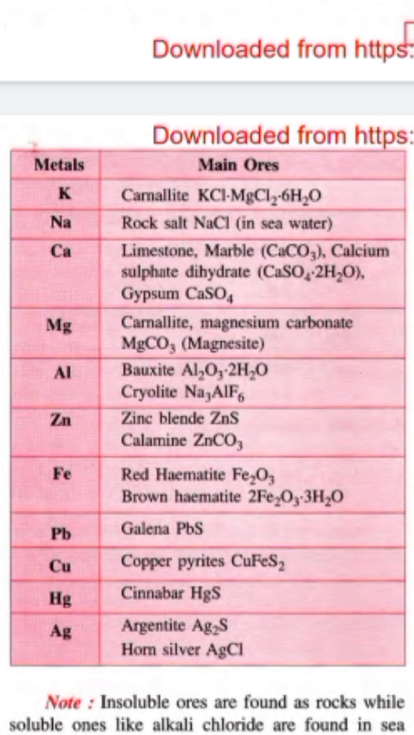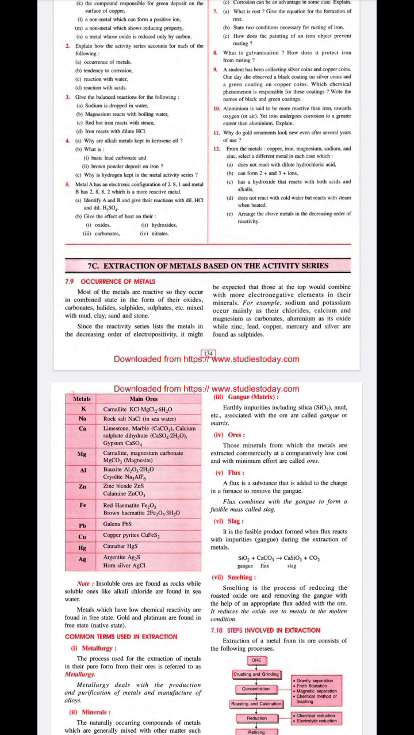For lead it is galena. For copper it is copper pyrites. For mercury it is cinnabar. And for silver it is argentite. These are the various ores which you can remember for your own information and from the exam point of view also. Now, how are these metals extracted?